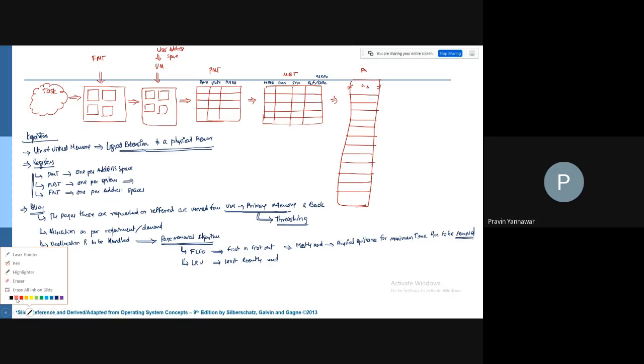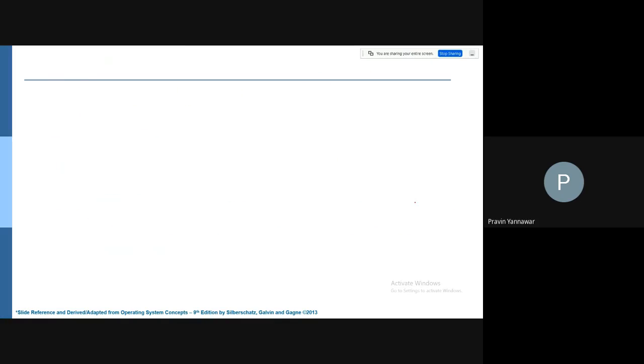like the page swapping is being done. Page swapping is happening, or you can take page removal is going to be done, page removal, or you can say page replacement mode. Page replacements are going to be happening.